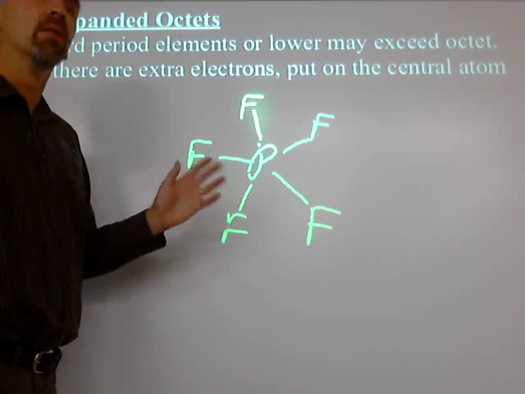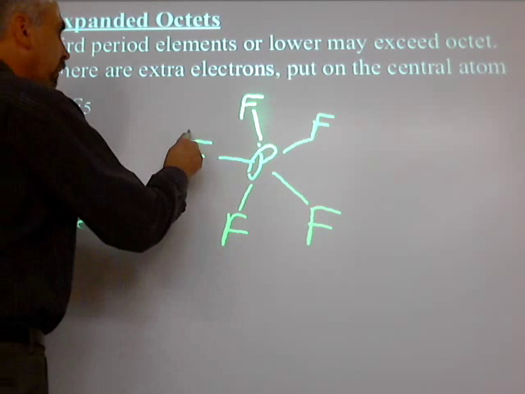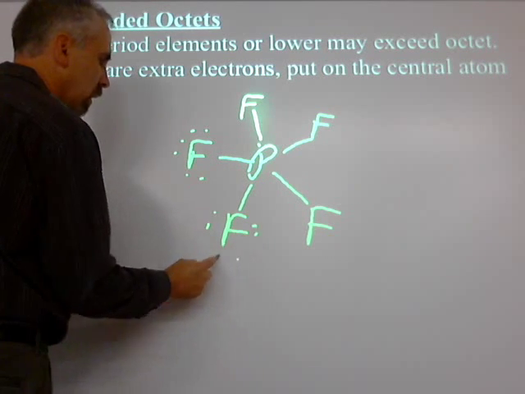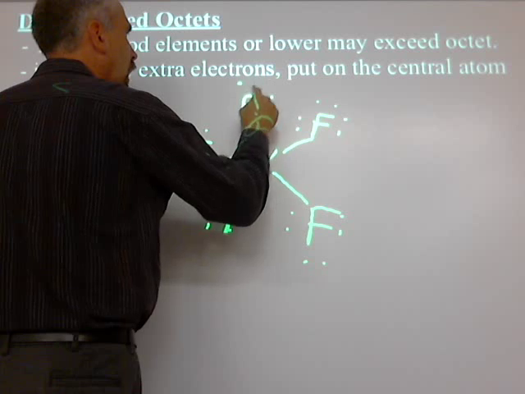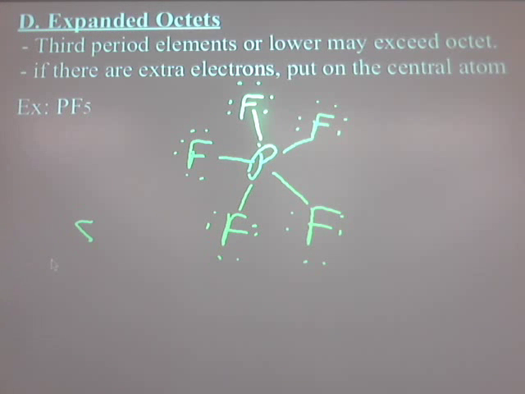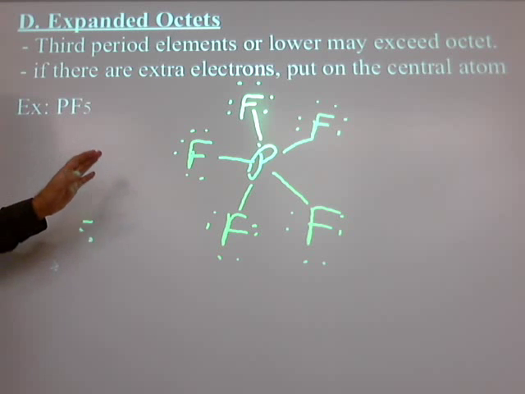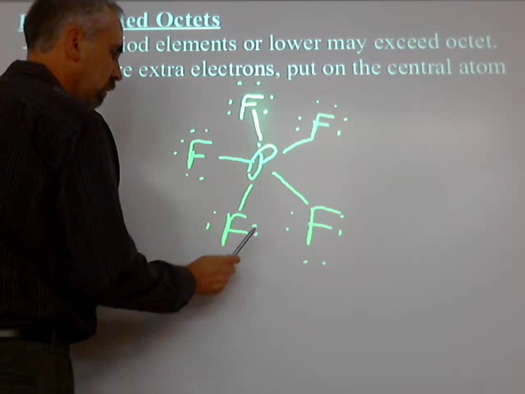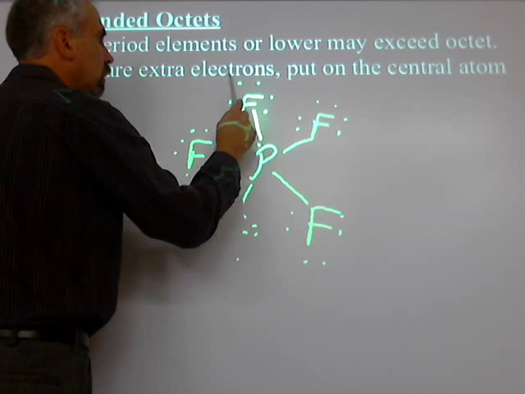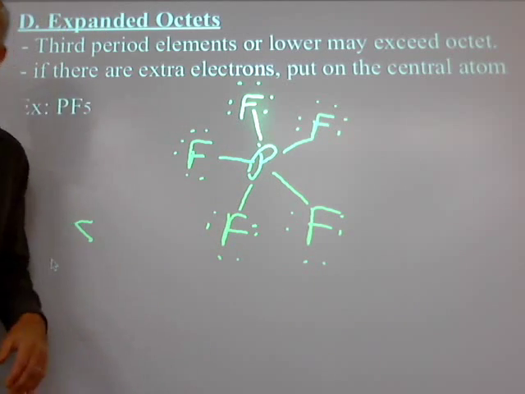So here's the problem. Let's start giving everybody an octet. What happened here? Do I need any extra electrons? You always have to double check at this point. How many total were available, did it say? 40. 2, 4, 6, 8, 10, 12, 14, 16, 20. Perfect. That's what he actually looks like.